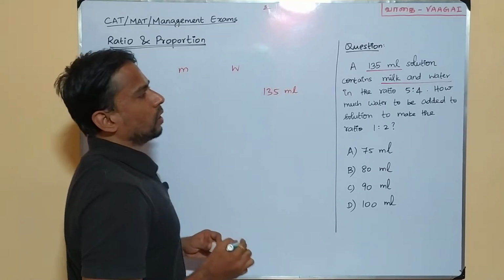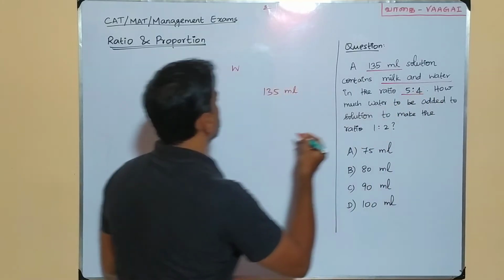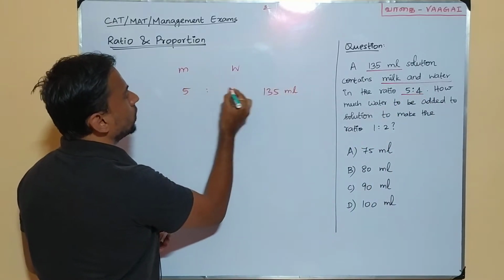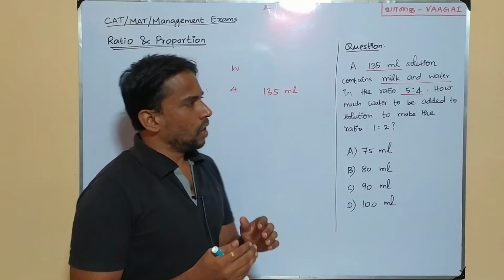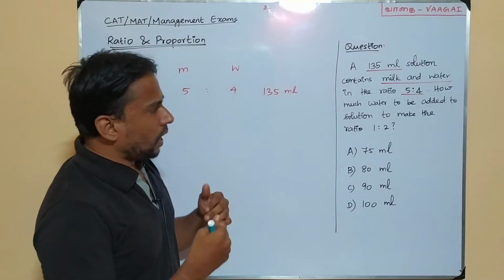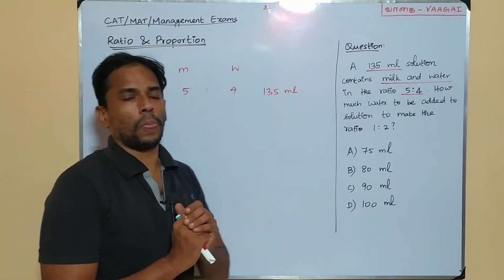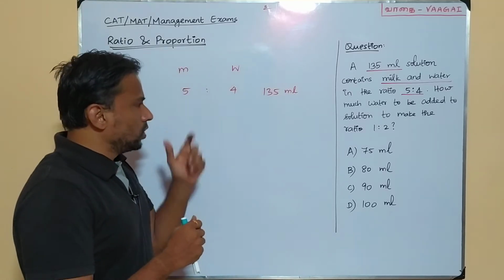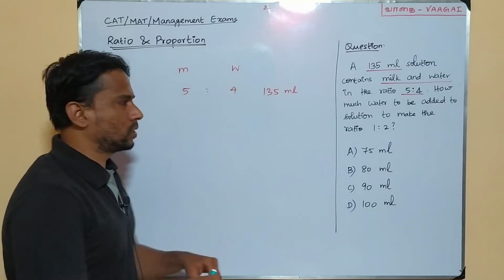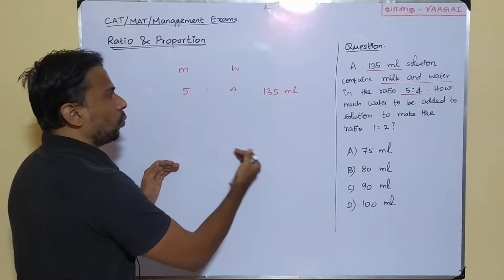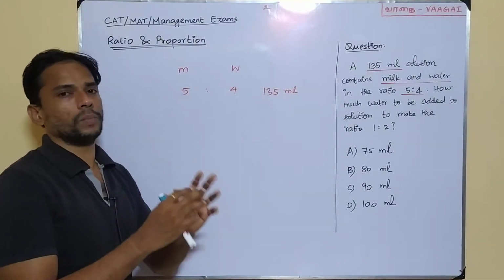So milk and water are present in the ratio 5:4. That is also given here. So milk is to water is 5:4. Now what they have asked is how much water is to be added to this solution to make the ratio 1:2. That is, to the solution we are going to add some more water, extra water, so that the new ratio of milk and water should be equal to 1:2. This is going to be the question.